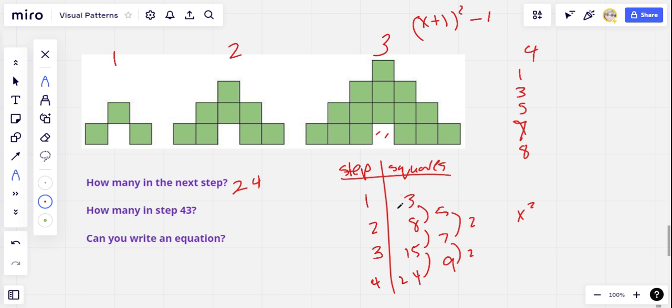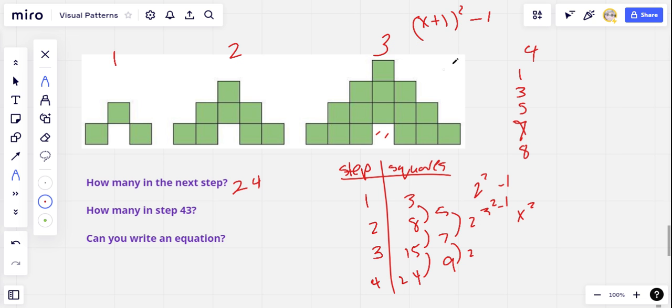Another way to look at that is with these numbers. If you're attuned to this, you might see that 3 is 1 shy of 4, 8 is 1 shy of 9, 15 is 1 shy of 16, 24 is 1 shy of 25. So these are the perfect squares minus 1, and they're the perfect squares of one step up. So this is 2 squared minus 1, this is 3 squared minus 1, etc. And that's exactly what this up here expresses: the step number plus 1 squared, and then subtract 1 from it. So I think this equation is going to work. We'll test it in a second.